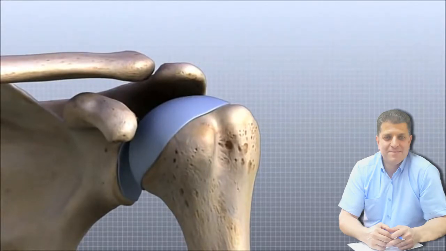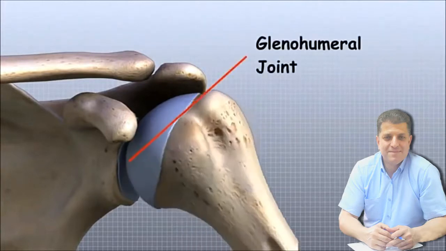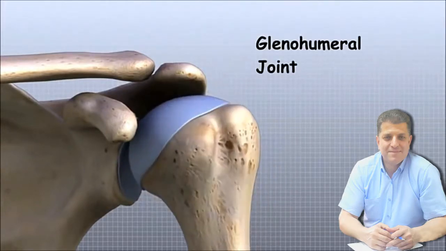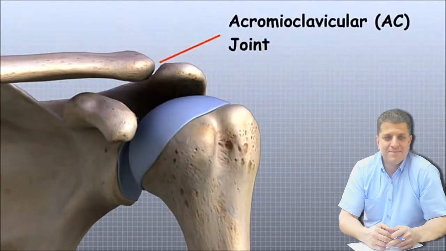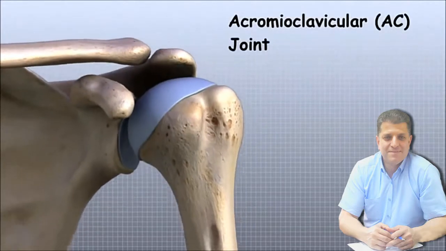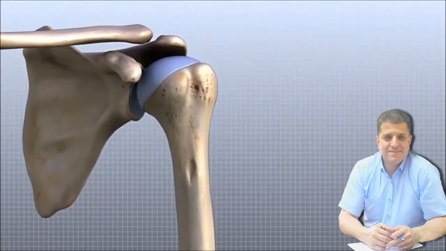There are actually 4 joints that make up the shoulder. The main shoulder joint, called the glenohumeral joint, is formed where the ball of the humerus fits into a shallow socket on the scapula. This shallow socket is called the glenoid. The acromioclavicular, or AC joint, is where the clavicle meets the acromion.